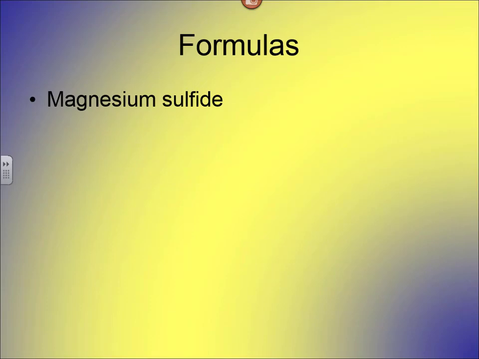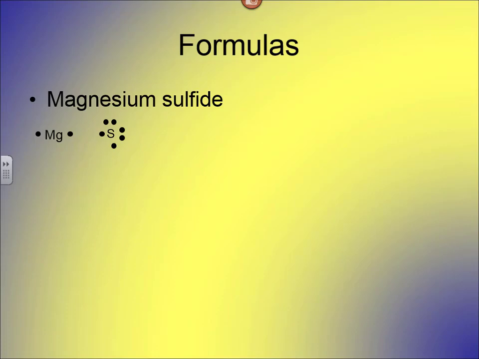Okay, magnesium sulfide. Going a little bit faster this time. How many valence electrons does magnesium have? Look where it is. It's 2. It's 1 column over. Is it going to lose 2 or gain 6? Lose 2. How about sulfur? How many does it start with? Look where it is. 1 more. 6.